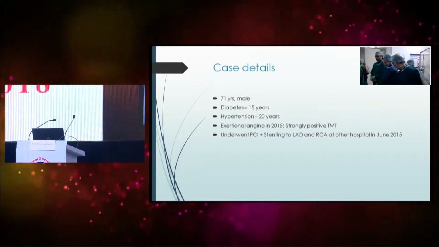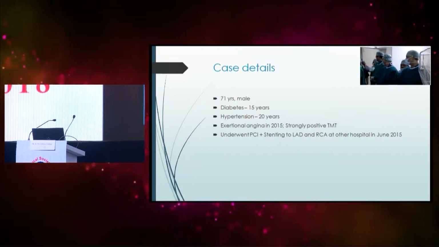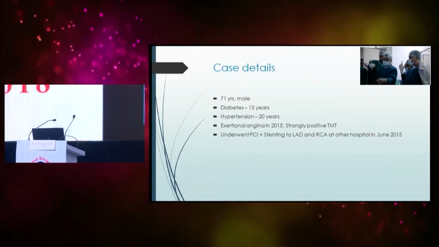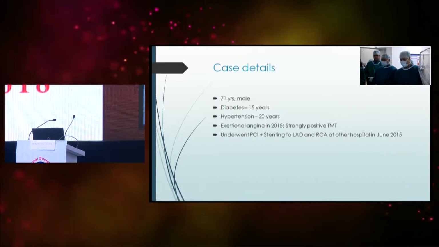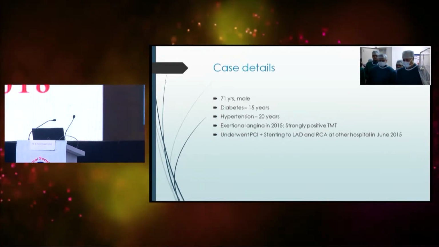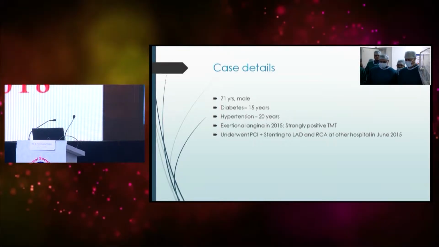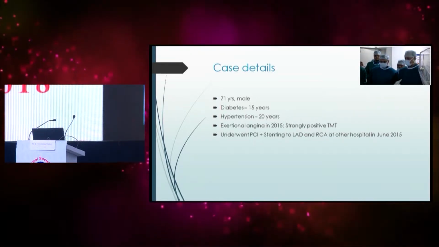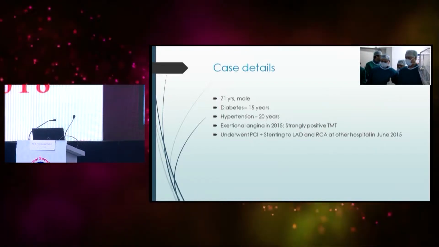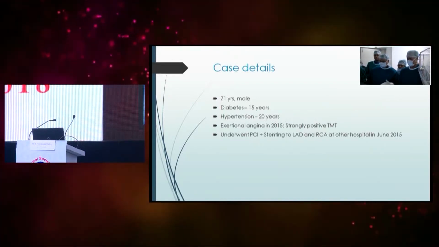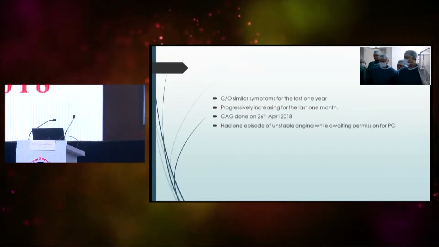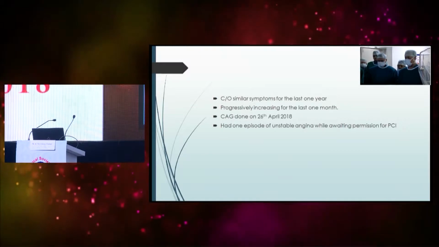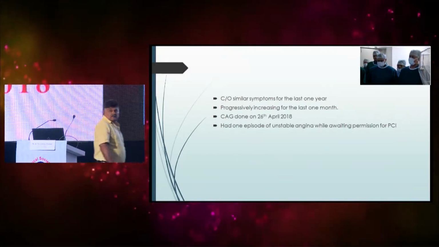So this is a very complex case. This is a 70-year-old man, diabetic, hypertensive. He had a PCI for the RCA and LAD in 2015. For the last 1 year, he's having progressive exertional angina. The ECG shows old anteroseptal MI. Ejection fraction is around 45%.